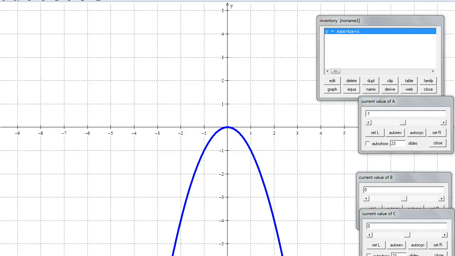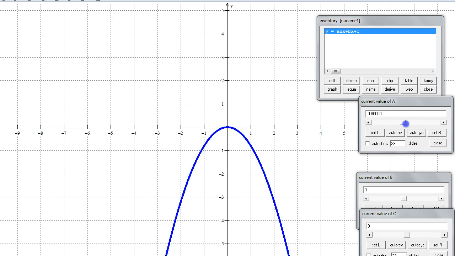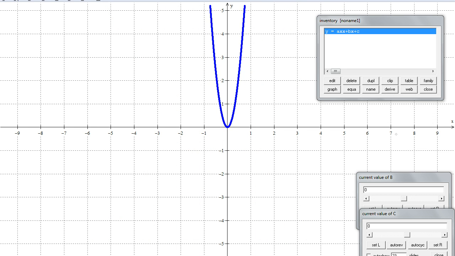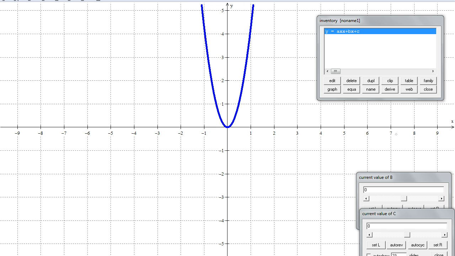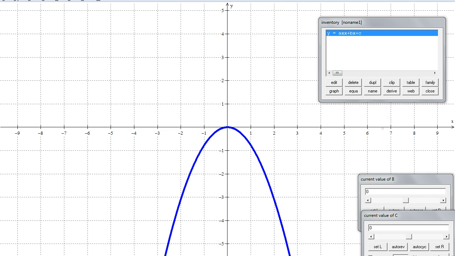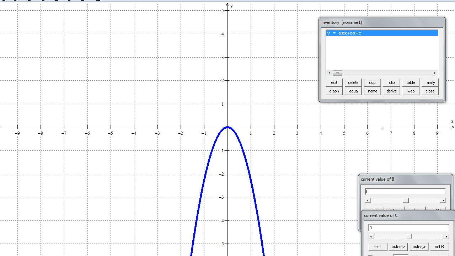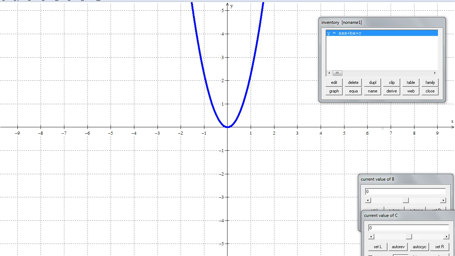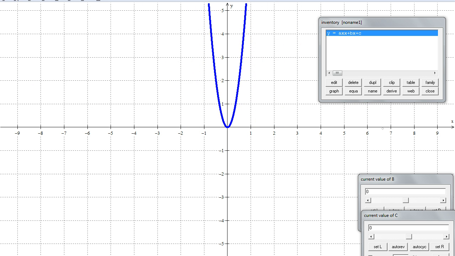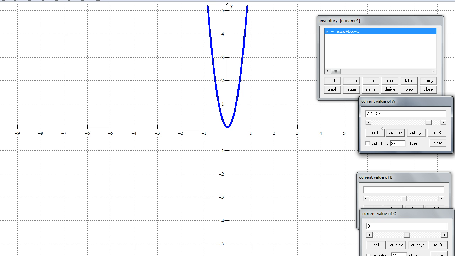All right, so it's kind of interesting. Look, I can move the a up and down like this. I can move it manually, or I can make it go automatically. See, as a changes from about negative 10 to positive 10, slowly, that's what happens. Right now a is 7.2, whatever, but let me change it back to 1.